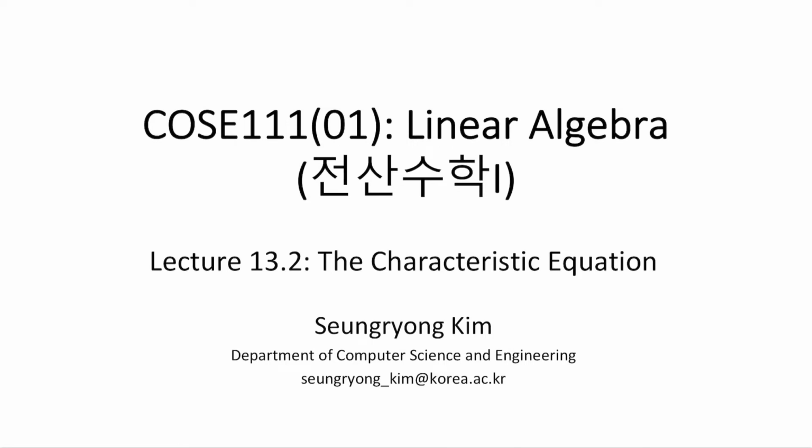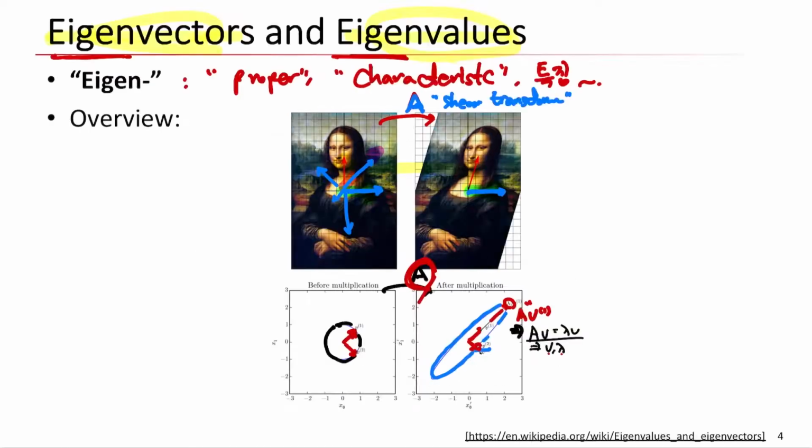Okay, let me start. Today we are going to talk about the characteristic equation. This chapter is related to the eigenvectors and eigenvalues that we discussed last week, right? This is chapter 5 in our textbook. Before starting, let's recap the eigenvectors and eigenvalues. This is lecture 13.1.